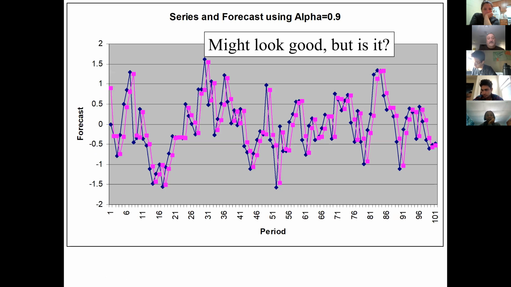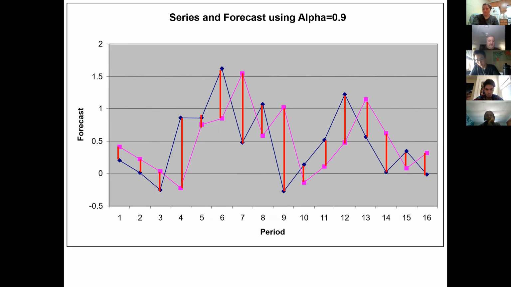I'll say one more thing. A lot of times when you plot the actual values versus the forecast, sometimes you get something like this. So this is for a time series with alpha equal to 0.9. When you look at this, you've got to ask yourself, is this a good result or not? You might be fooled into thinking it's good, but what's actually happening is the errors are pretty big. The red bars here are the errors.